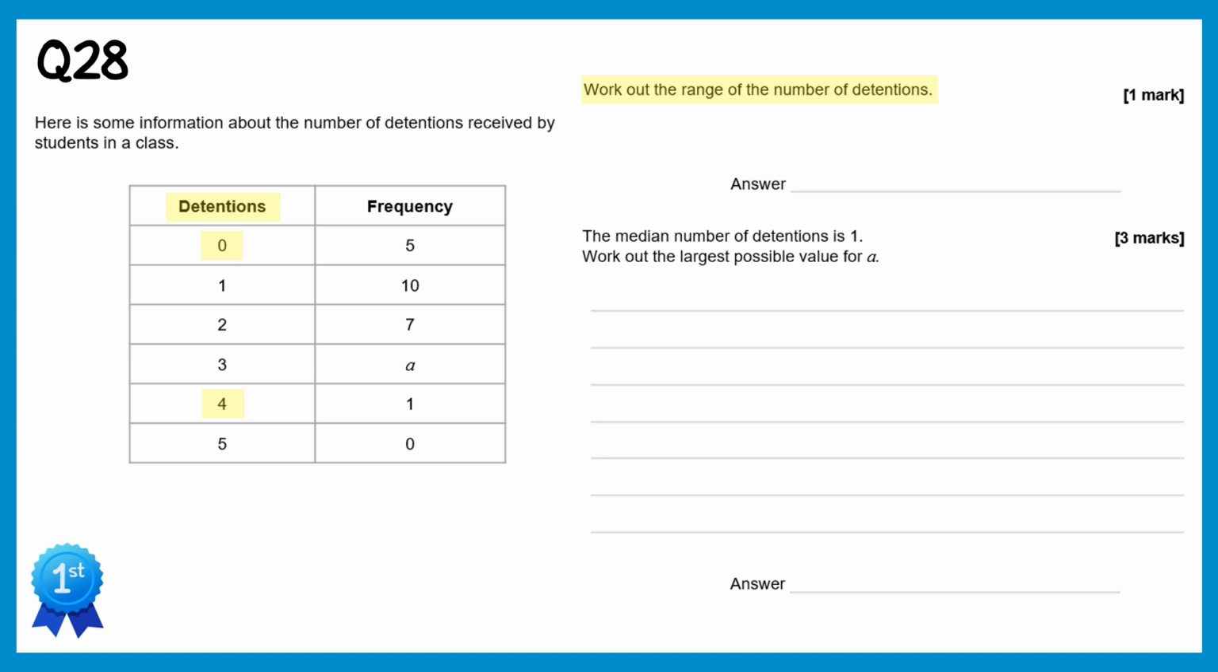You have to be careful here. 5 isn't the largest number of detentions because the frequency is 0. So 4 take away 0 gets you 4.